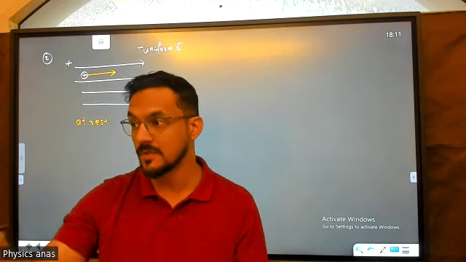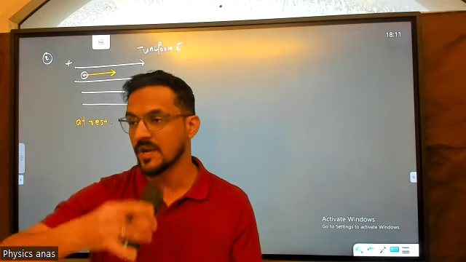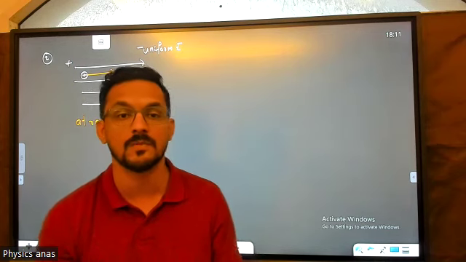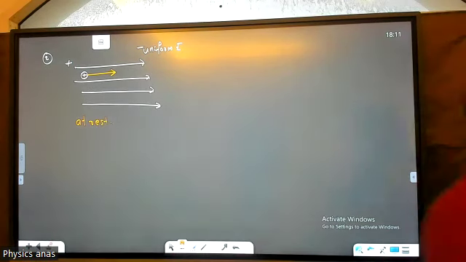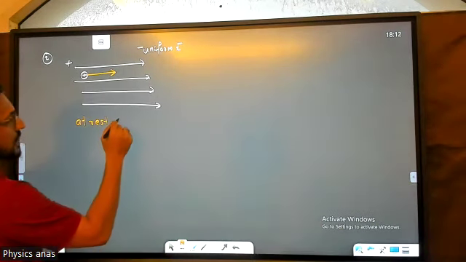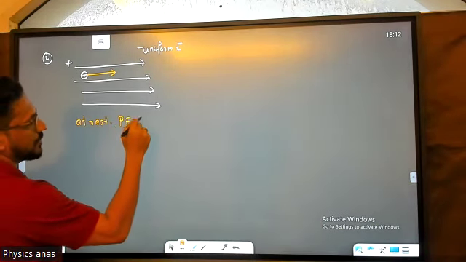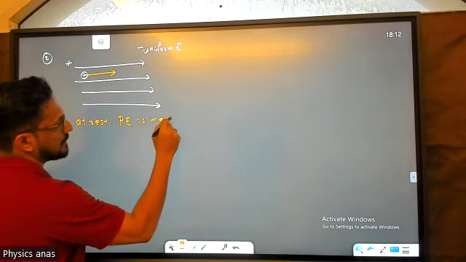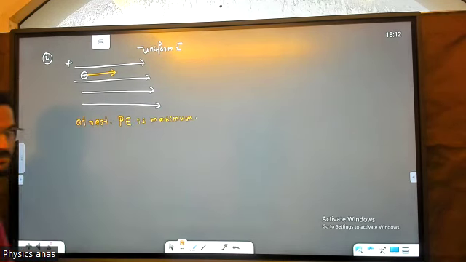Then that potential energy will be decreasing. Potential energy will be converted to kinetic energy. Kinetic energy will be increasing, potential energy will be decreasing. What is it at rest? At rest, potential energy is maximum.